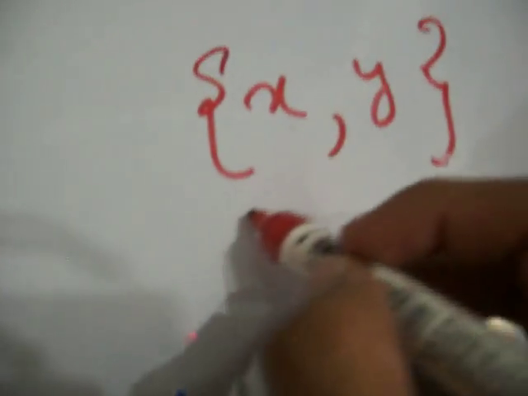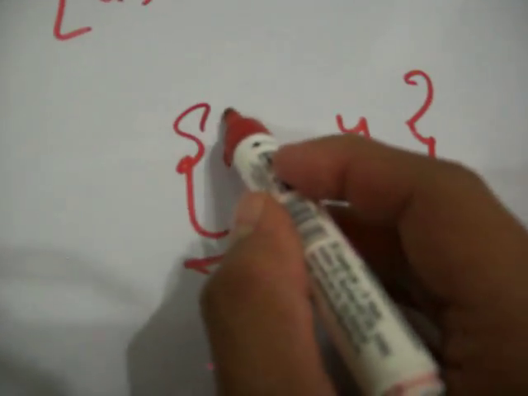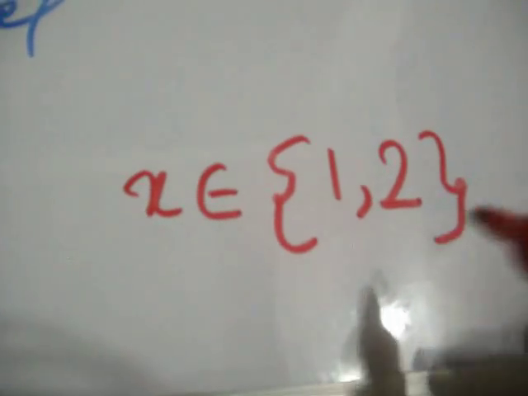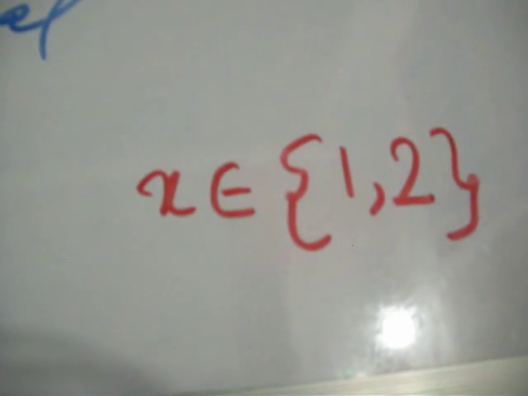So what does this bracket mean? This bracket means a singleton set. A singleton set. If I say that x belongs to {1, 2}, this means that x has the value only 1 and 2 and nothing else. This is what these brackets mean.